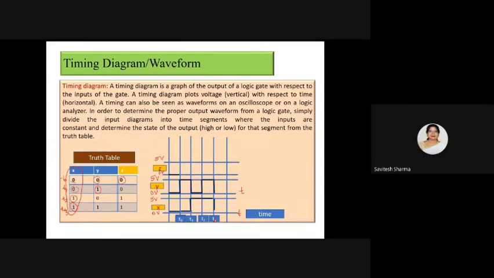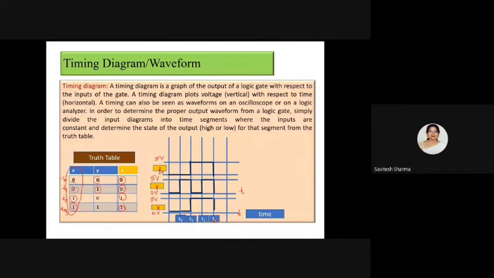It is 0, so I will draw a line at 0 volt. Again you have 0, so you will draw a line at 0 volt. You have 1, so you will draw a line at 5 volt. Again it is 1, so you will draw a line at 5 volt. So this is my Z. So this is the way of representation of the information of input and output variable as in the truth table or in the timing diagram.